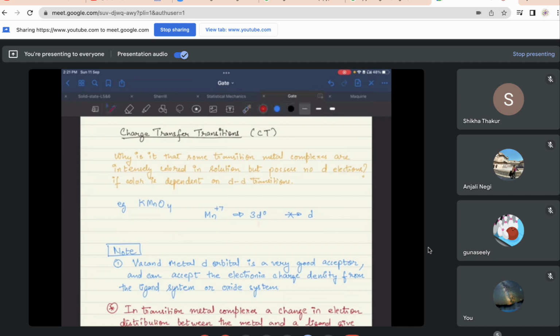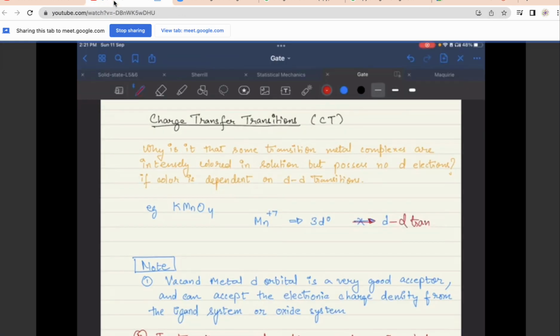So it declines the fact of dd transition happening here.